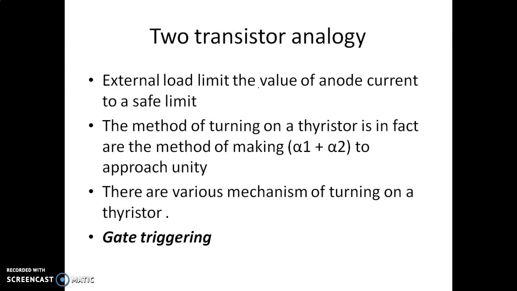The external load will limit the value of the anode current to a safe limit. The method of turning on a thyristor is in fact the method of making alpha 1 plus alpha 2 approach unity. There are various methods of turning on a thyristor. We will explain gate triggering only.